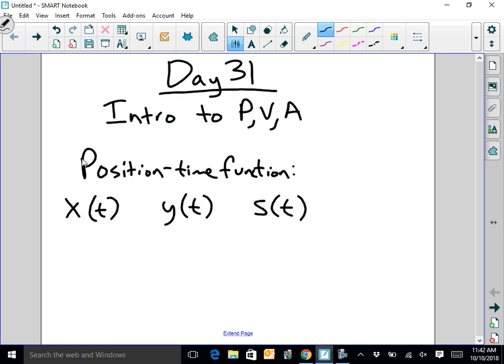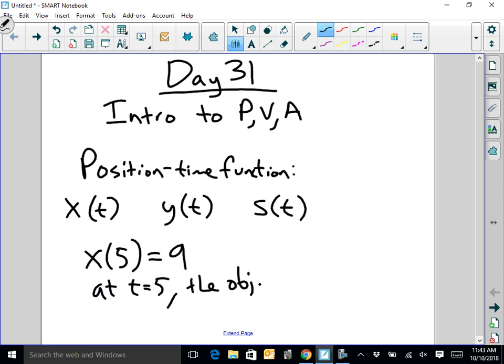So if we see this written, x of 5 equals 9, this means at t equals 5, the object is at position 9. That example didn't have any units, but that's how we read that. x of 5 equals 9. At time t equals 5, the object is at position 9, right?